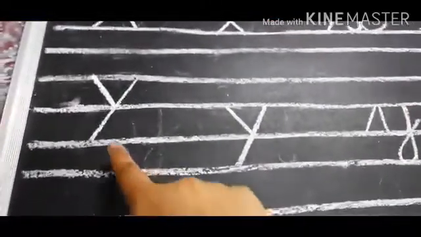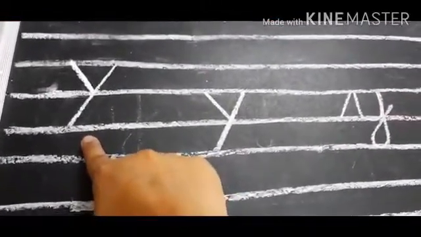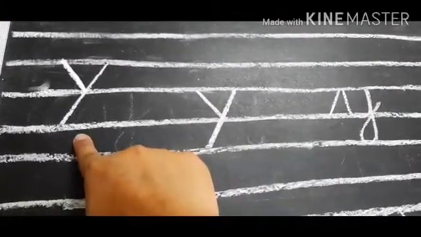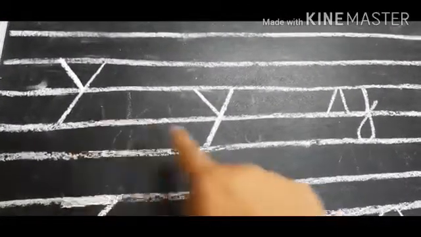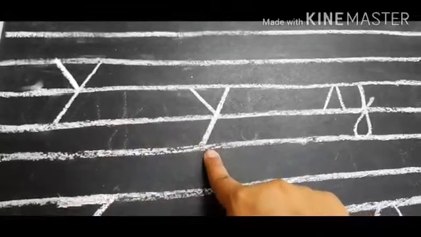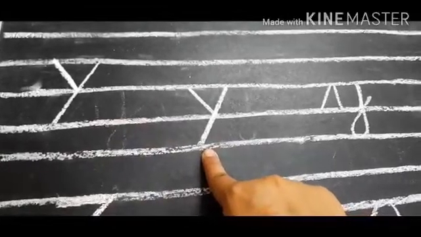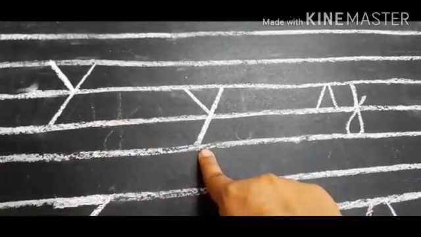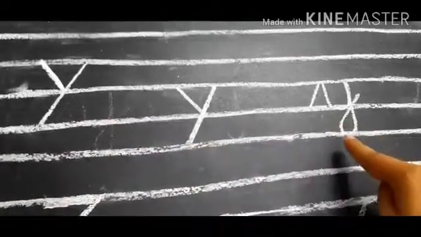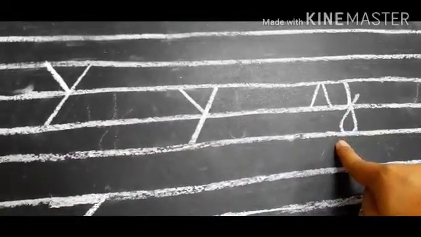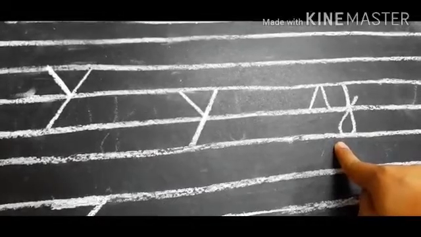Next, what is this? This is capital print letter Y. Repeat, capital print letter Y. Next, what is this? This is small print letter Y. Repeat, small print letter Y. Next, what is this? Cursive small letter Y. Repeat, cursive small letter Y.